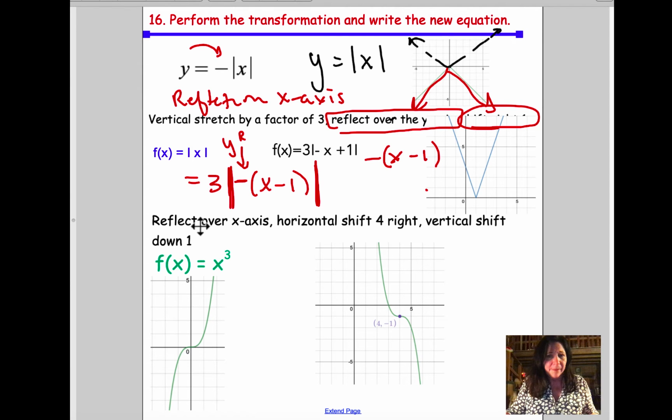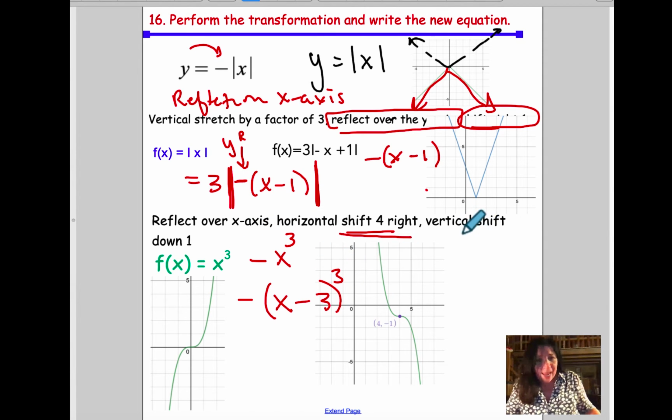But okay, so if I were to reflect this across the x-axis, what's going to then happen is I would have a negative sign in front of my x cubed. A horizontal shift right would then take that value and it would go (x - 3) to the third power. And then a vertical shift down would take that and go minus 1. So this would be my equation for f of x after I did all my transformations.